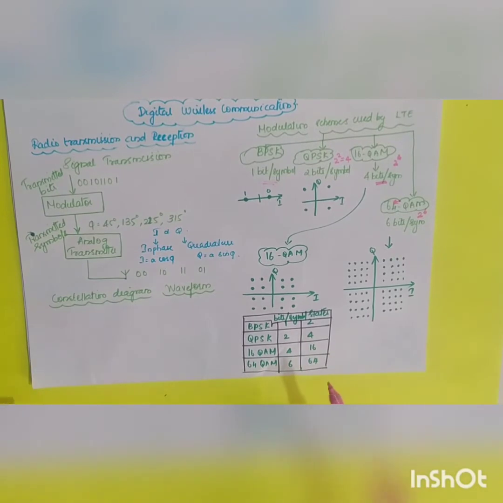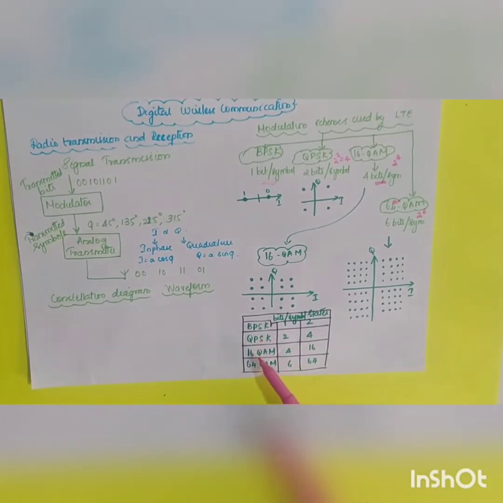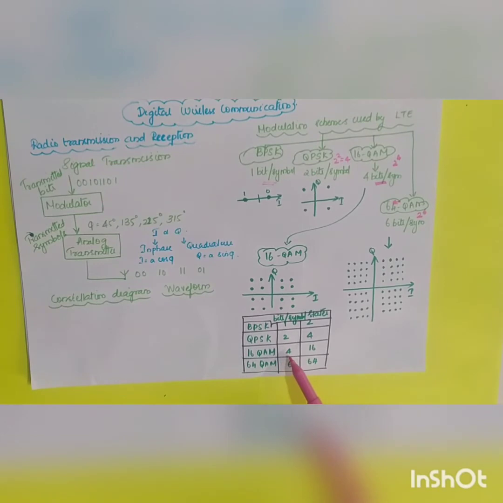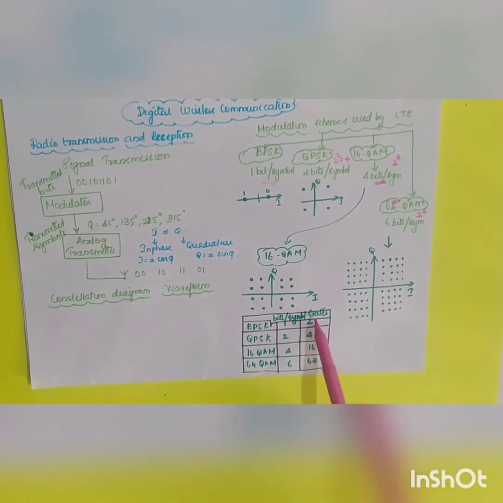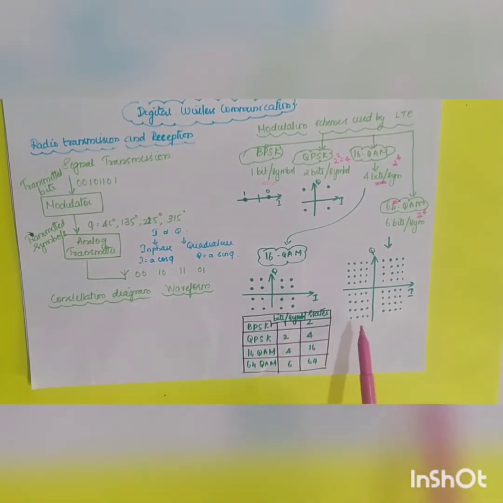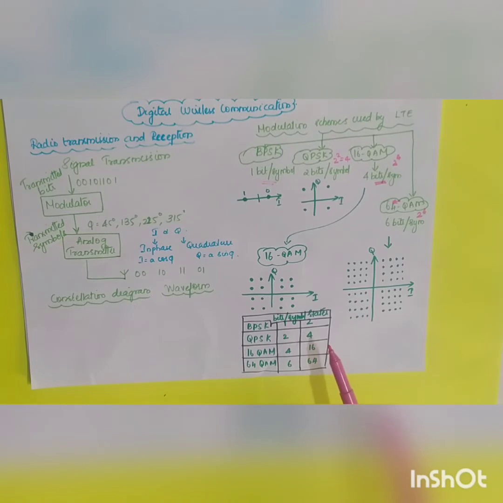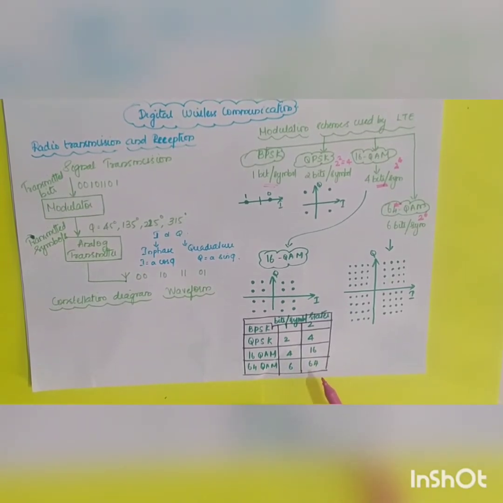So if I make a table: BPSK, QPSK, 16 QAM and 64 QAM, bits per symbol: BPSK 1 bit per symbol, QPSK 2 bits per symbol, 16 QAM 4 bits per symbol and 64 QAM 6 bits per symbol. Whereas these are the different states. BPSK takes 2 states, that is either 0 or 1, with 0 and 180 degree phase shift. QPSK takes 4 different states. 16 QAM takes 16 different states and 64 QAM takes 64 different states.